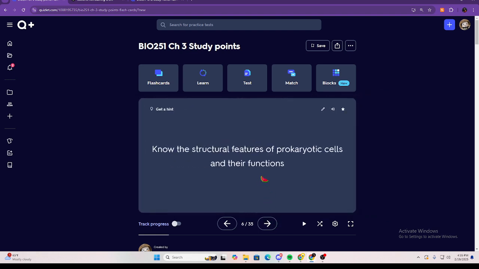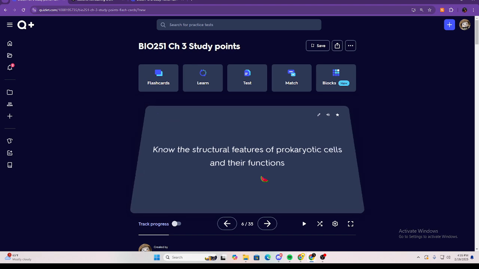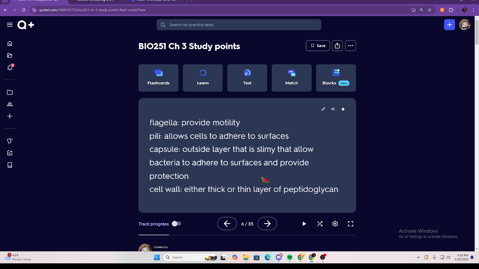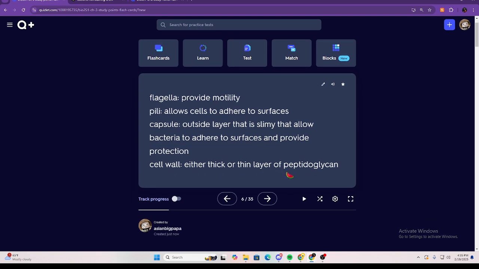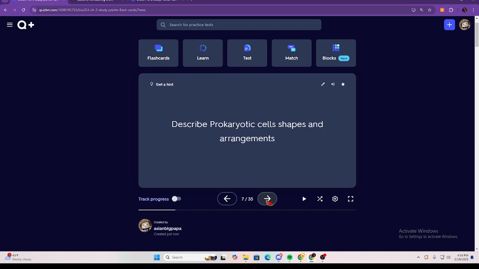Know the structural features of prokaryotic cells and their functions. So they are flagella, pili, capsule, or cell wall. So flagella basically provides motility. Pili allows cells to adhere to surfaces. Capsule is basically, if it's an encapsulated bacteria, it has an outside layer that is slimy and helps bacteria adhere to surfaces and provides protection. Cell wall is either a thick or thin layer of peptidoglycan.